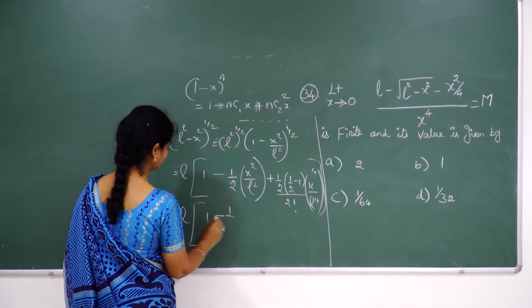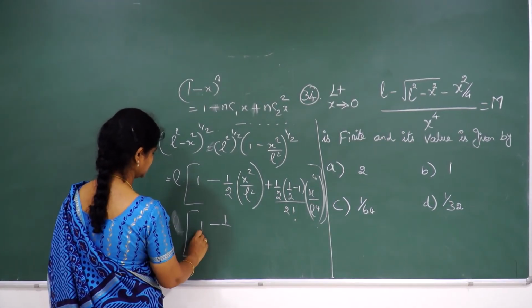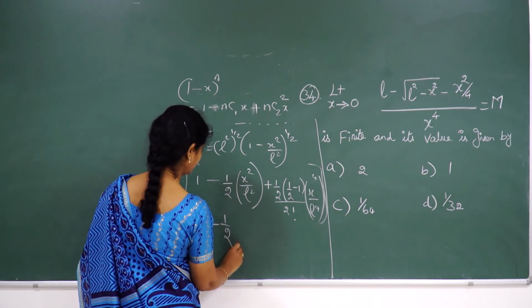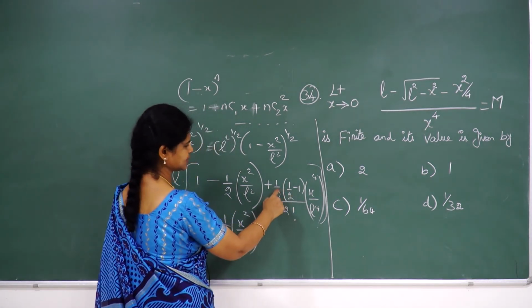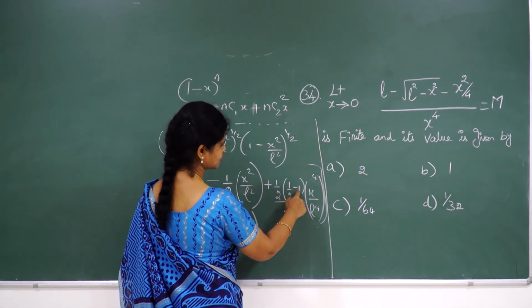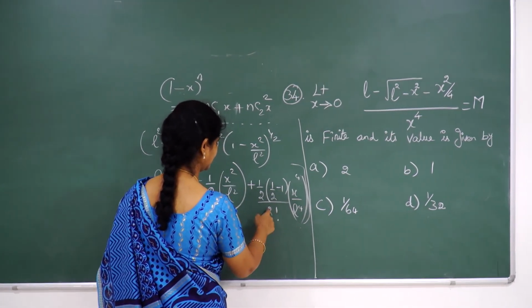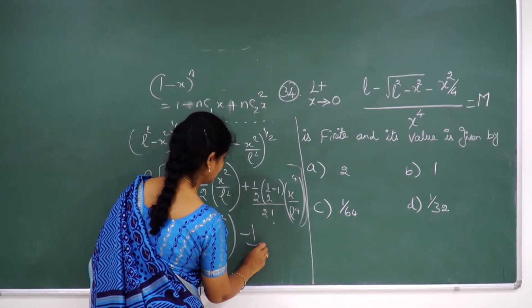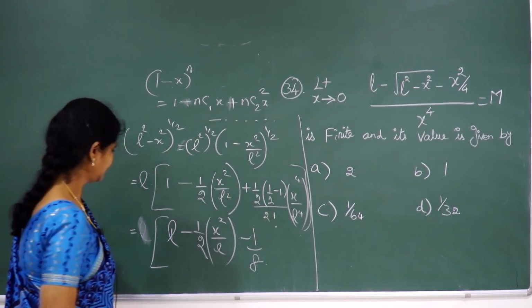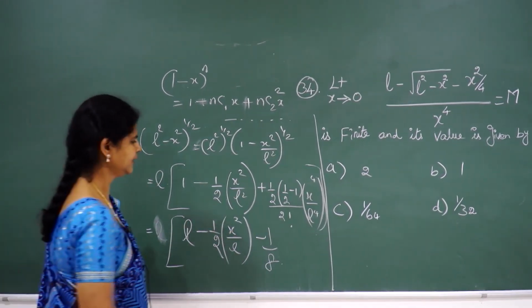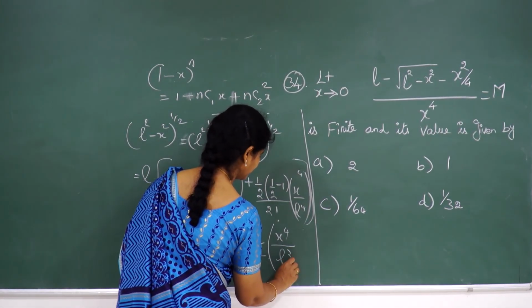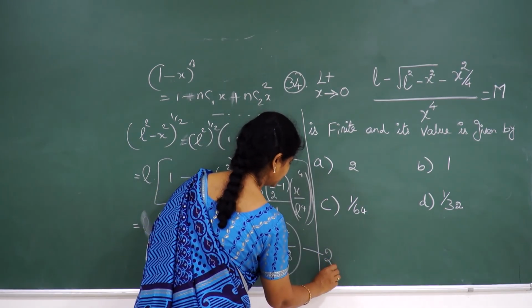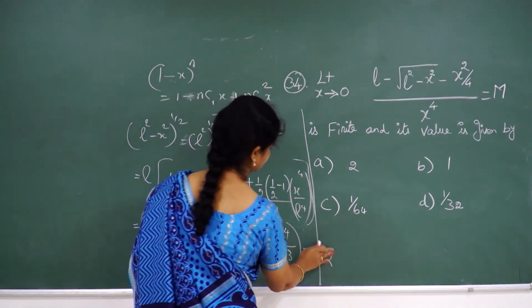When you simplify, you get L times (1 minus 1 by 2 x square by L square), so this is L minus 1 by 2 x square by L. Then simplifying the next term, (1 by 2)(minus 1 by 2) divided by 2 factorial gives minus 1 by 8, and taking L inside, you get x power 4 by L cube. Mark this as equation number 1.